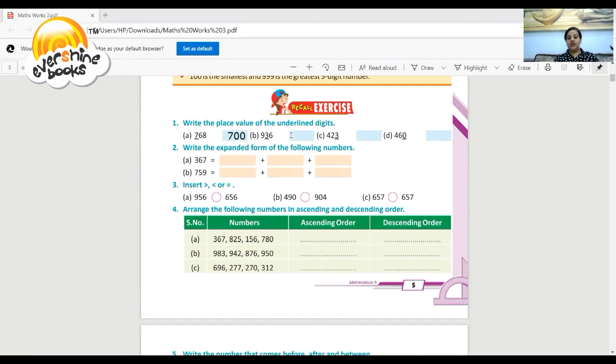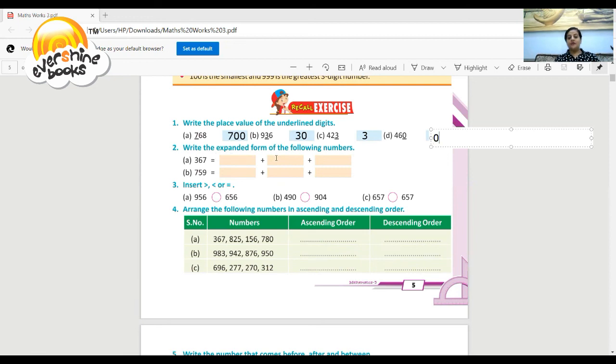936. In that 3 is there, so 30 is the place value of 3 in the place of tens. Here the place value of 3 is 3 only because it is at ones place, so 3 ones. Next is 0, and zero's place value is 0 at the ones place. So now next is the second question.